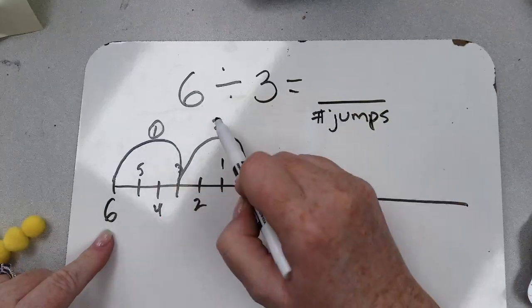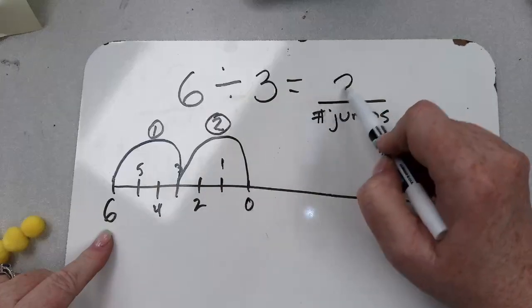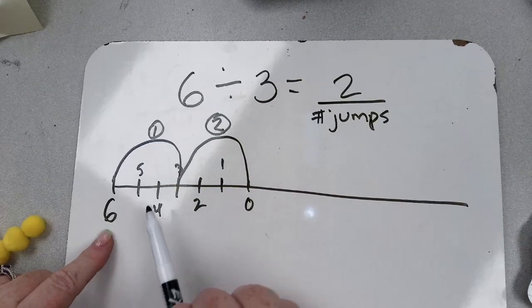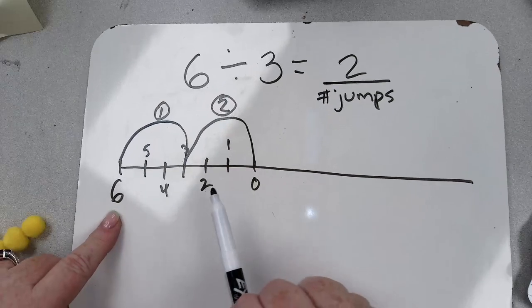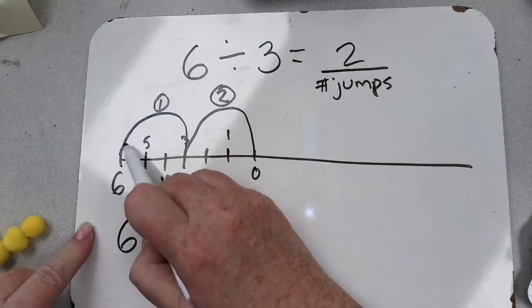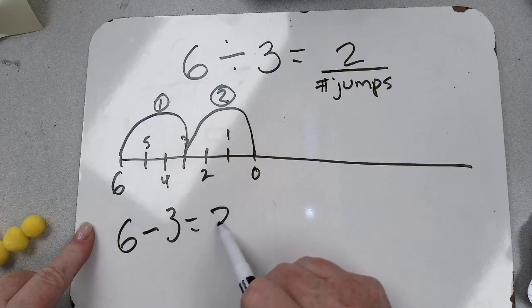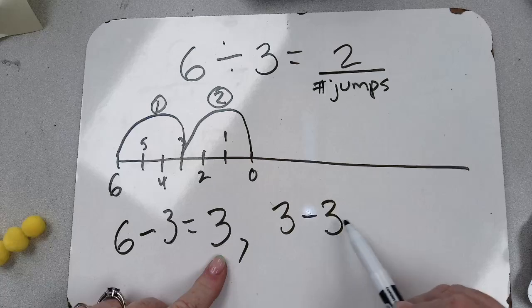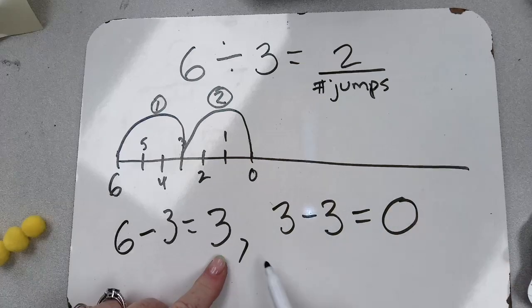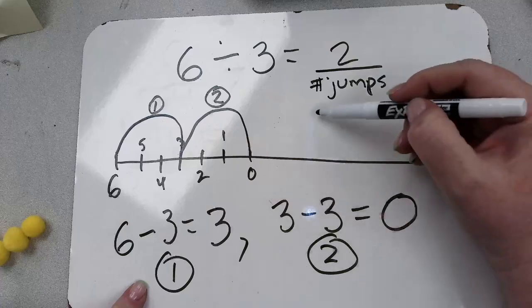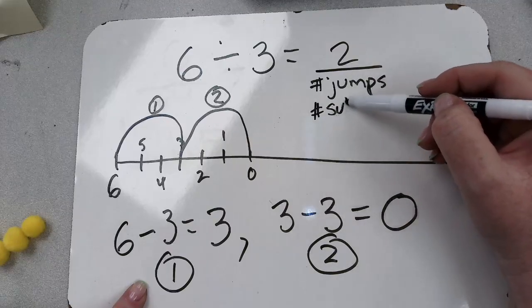Okay, so 1, 2 jumps. So 6 divided by 3 equals 2. And you can see also that this is, without having to change it, also repeated subtraction. So 6 minus 3 equals 3, comma, 3 minus 3 equals 0. That's 1, and that's 2 subtraction steps. So this is the number of subtraction steps.